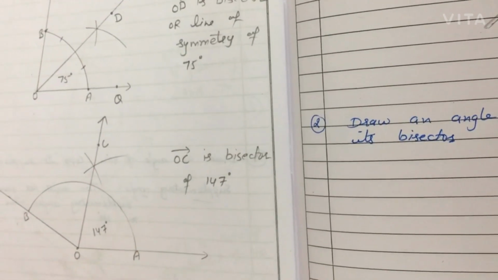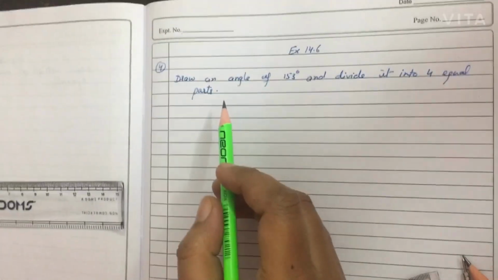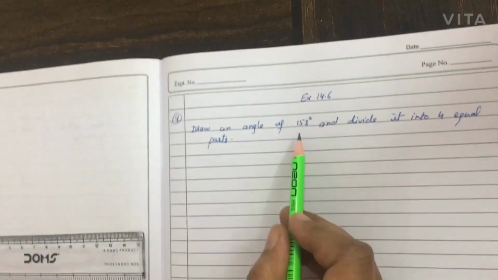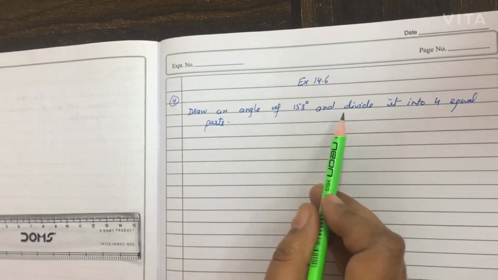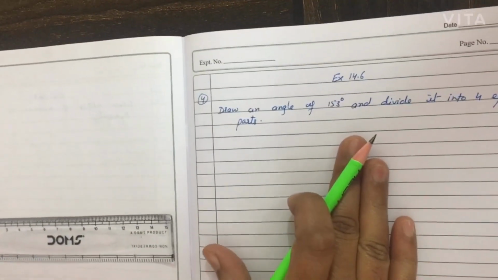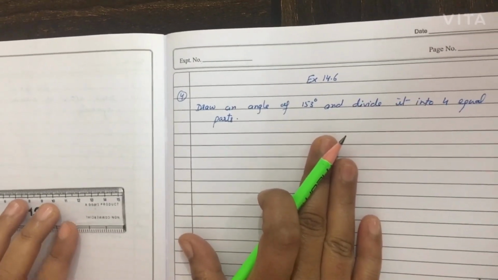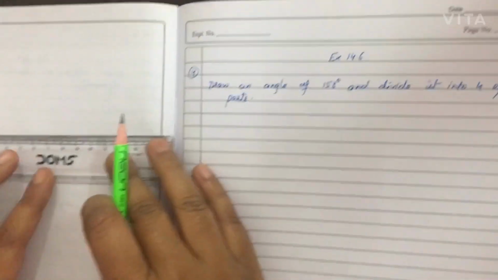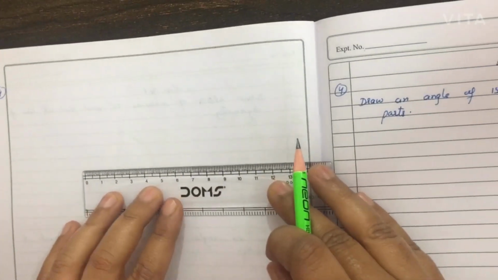So OC is the bisector of 147 degrees. In question 4, students, we have to draw an angle of 153 degrees and divide it into 4 equal parts. Before dividing it into 4 equal parts, first we will divide this given angle into 2 equal parts.